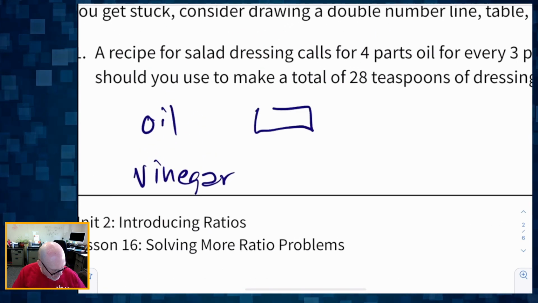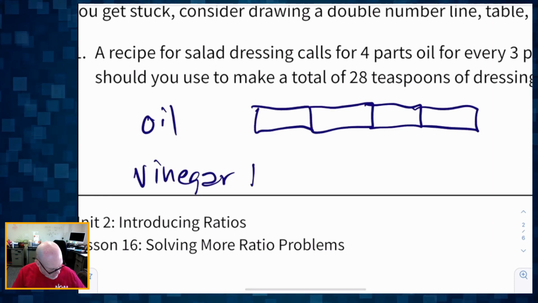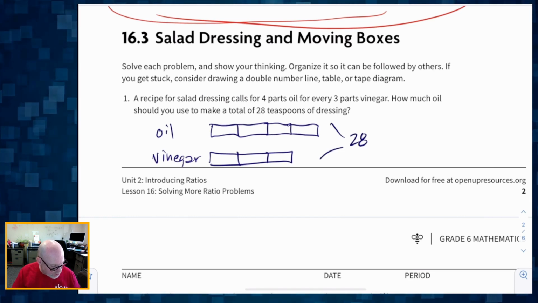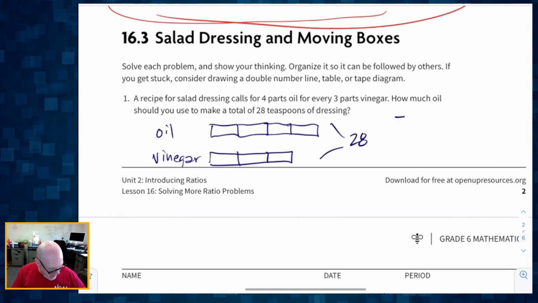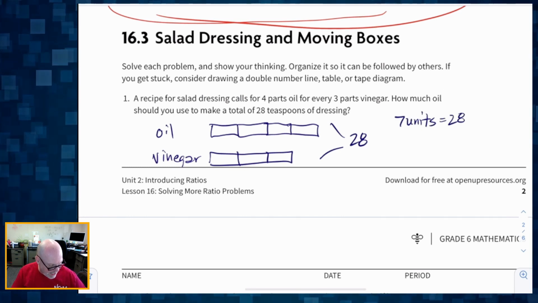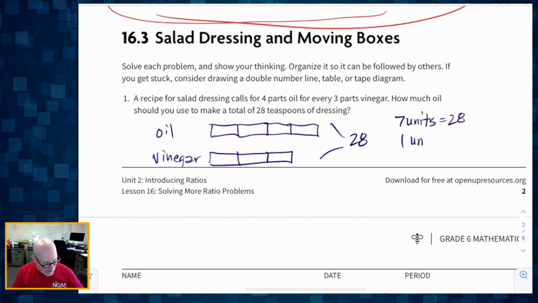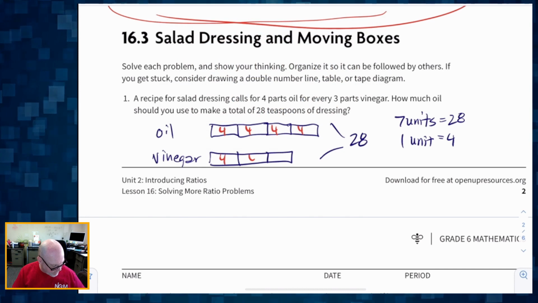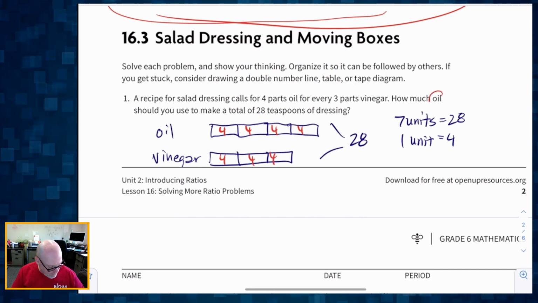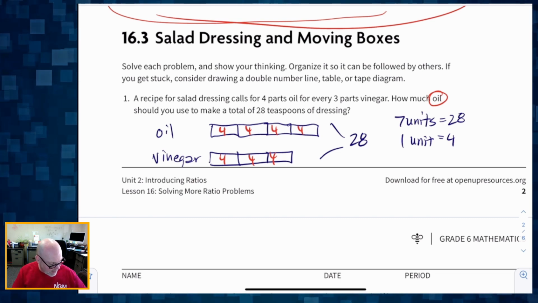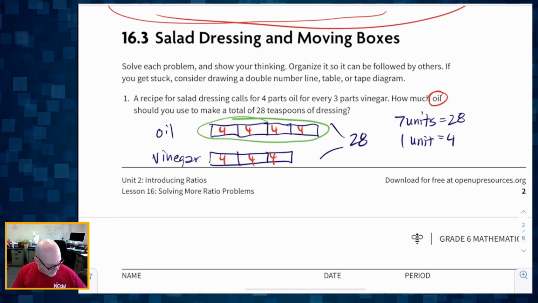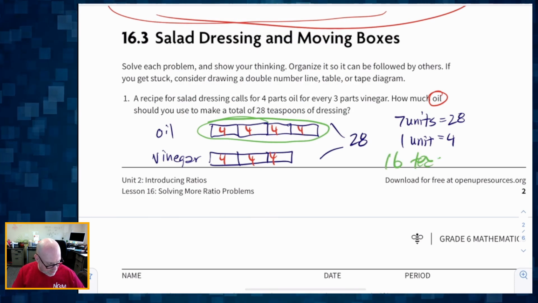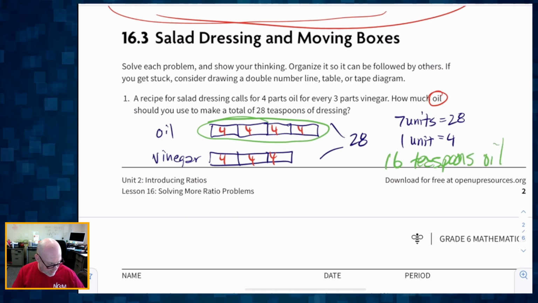So I'm going to zoom in and say, all right, here's your 4 units for the oil, and here's your 3 units for the vinegar. And all together, I want this to be 28 teaspoons. So I can see that I have 7 units that are supposed to represent 28 teaspoons. So that means each unit is 4. So I can go ahead and fill in each of these as a 4. And it says, how much oil should I use to make a total of 28? Well, I can see that I need 16. I have 4 units of 4, so I need 16 teaspoons. 16 teaspoons of oil. There you go, right there.